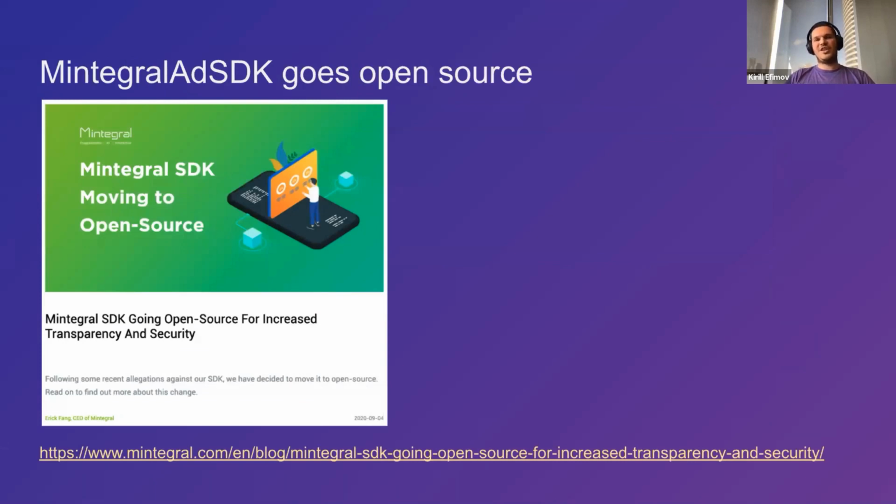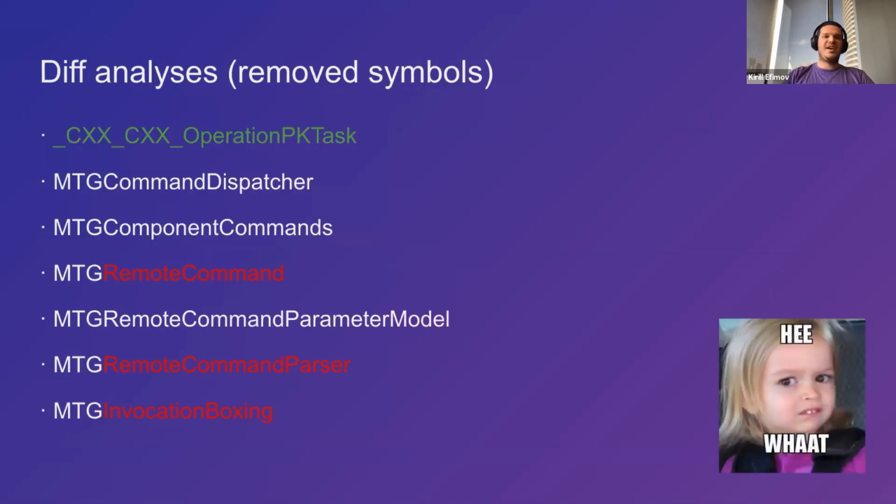Then Mintegral decided to make the source code of the SDK public, open source. Personally, I wouldn't call it open source because you can't get the code without explicitly asking Mintegral about it. I mean, the code is not published on GitHub or anywhere else where you can just download it. But one of our partners kindly sent us the source code, and we decided to perform a diff analysis to check if the tracking functionality was indeed removed and prove that everything is okay now.